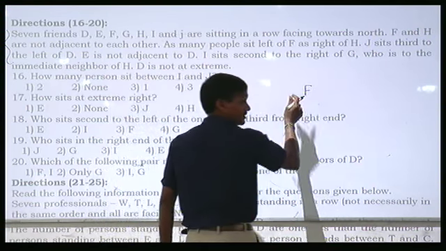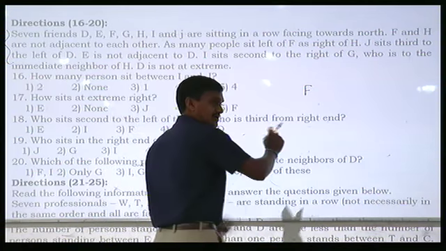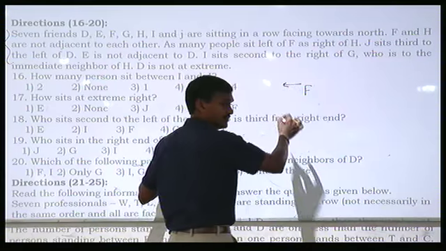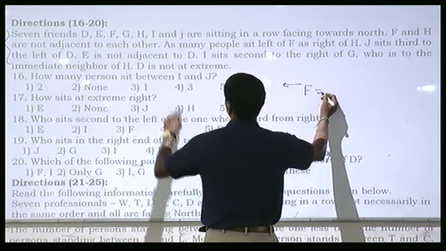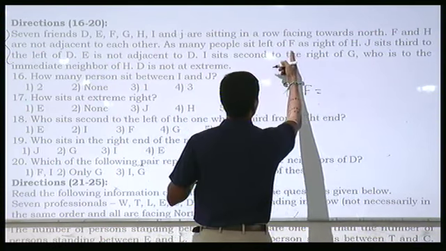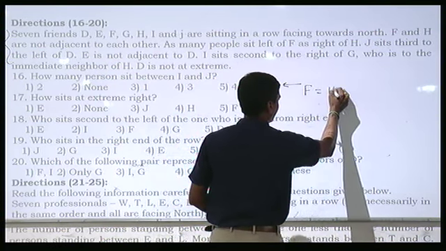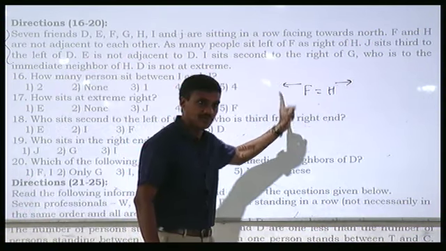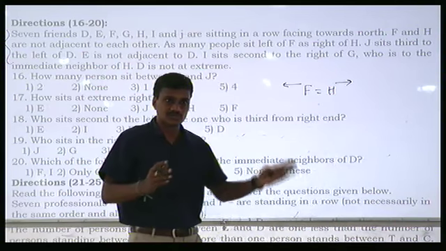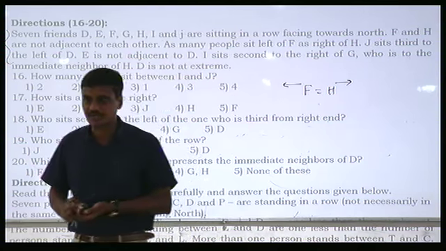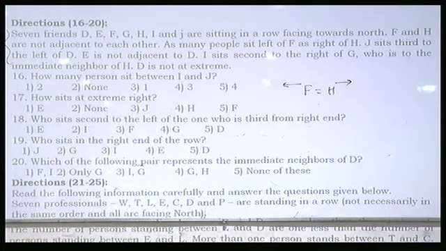Now, sir, this is how to represent the data, because we cannot write the entire information once again, isn't it? Number of persons to the left of F is equal to the number of persons to the right of H. This is how to represent the data. If one person is to the left of F, one is to the right of H. Two persons to the left of F, two to the right of H. Three to the left of F, three to the right of H. Four to the left of F, and four to the right of H, and so on.